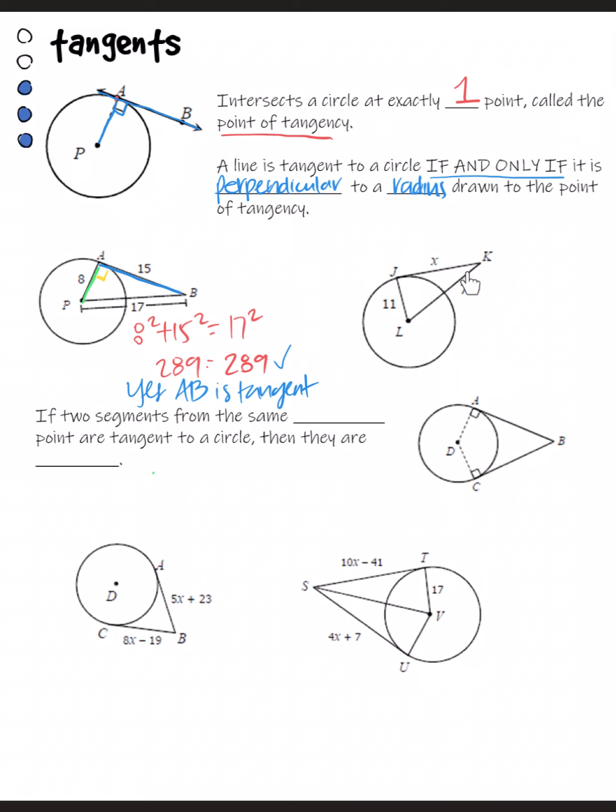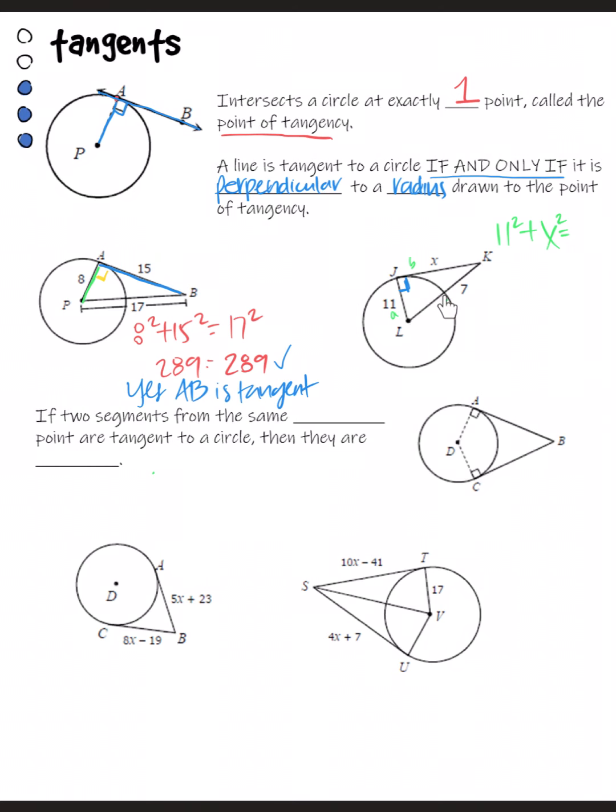We can also use that if we know that our line JK on the second example is tangent. That means my 90 degree angle is right there, and I can use this to find x. I can set up my Pythagorean theorem. This would be A, this would be B, this would be C. So I've got 11 squared plus x squared equals, okay, this is where this might trip you up. This 7 means from this side of the circle to K. That's not the whole LK. We need the whole LK.